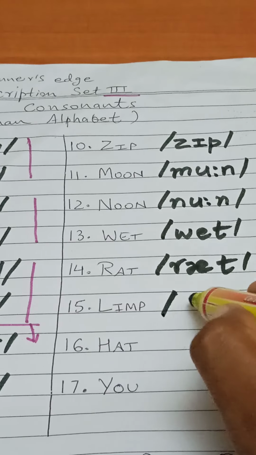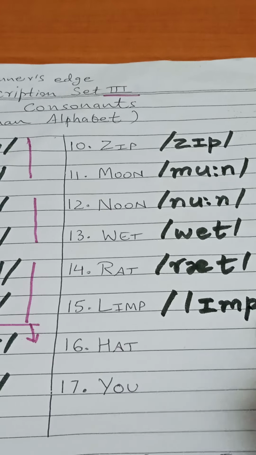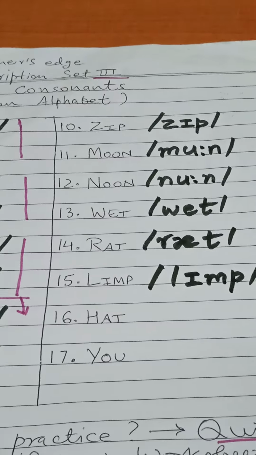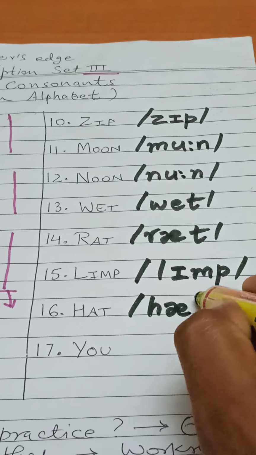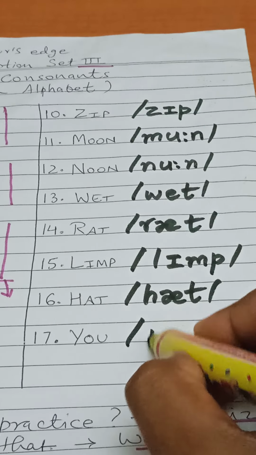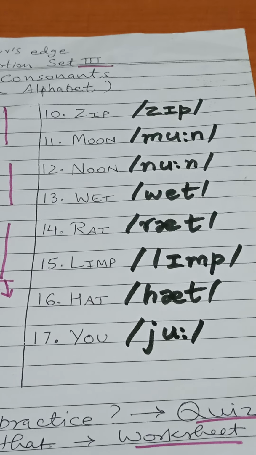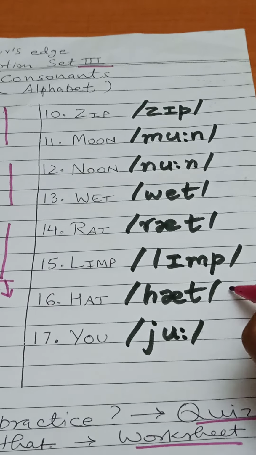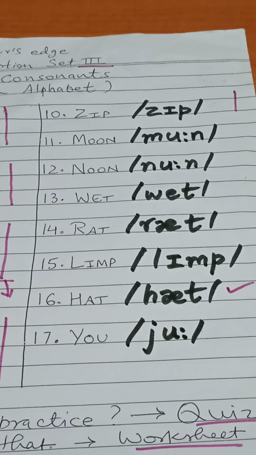limp, l, i, m, p, hat, h, e, t, and finally u, y, u. Now as you can see here, f, v, s, z, and the glottal h together, they make the fricative sounds.